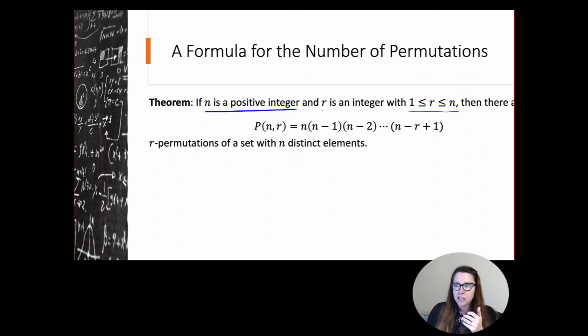Well, remember, r is the number of permutations. You're either going to choose 1, or you're going to choose all 2, 3, 4, all the way up to all the elements in the set. So r is bounded just out of logic. We could include 0, except this formula doesn't work. And so we'll give you a special formula for 0, but I think you can come up with it yourself.